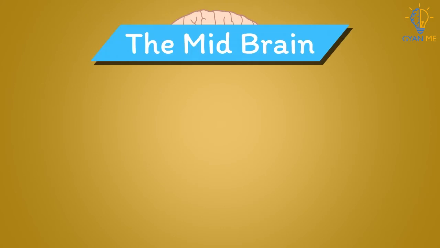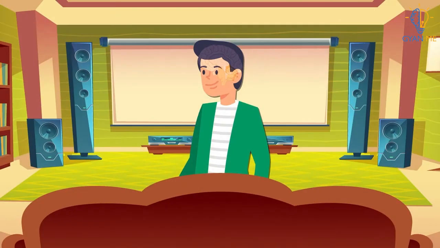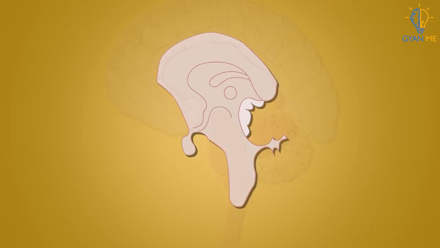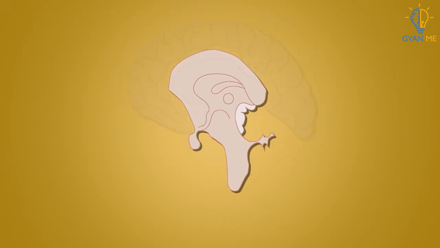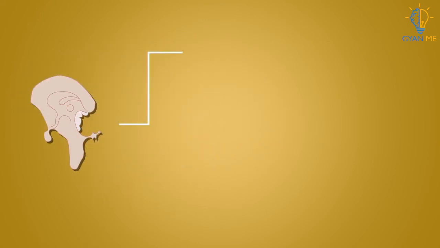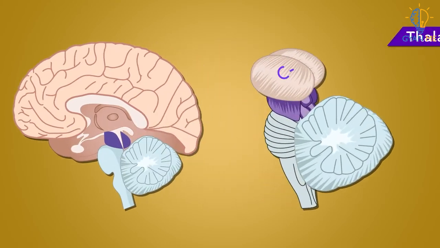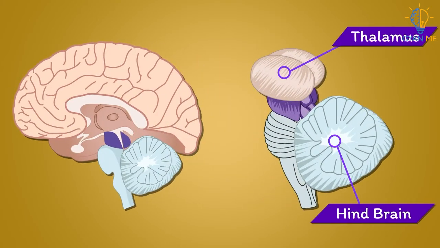Now let's learn about the midbrain, the visual and the auditory center. Our brain makes accurate determinations of sound locations using ears. The midbrain is a small part of brain that connects the forebrain with the hindbrain. The midbrain is an important center of the visual and auditory reflexes. It is located between thalamus and hindbrain.